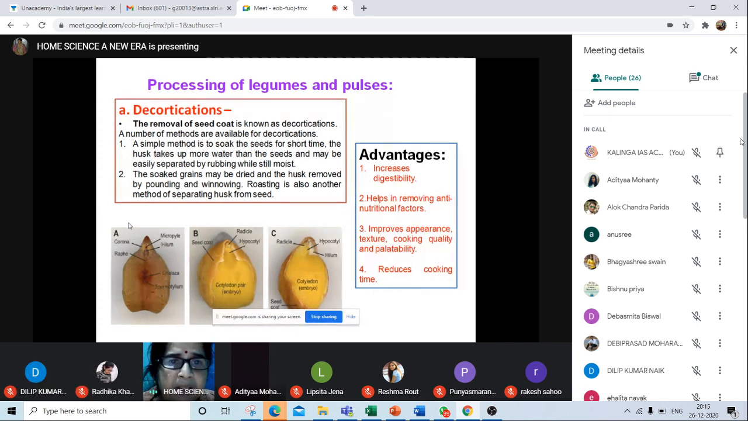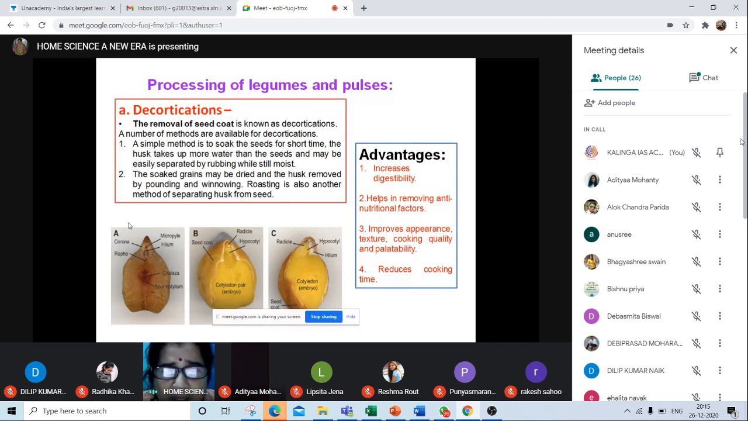So you can write it is: soak the seeds for a short time. The husk takes up the most water, more than the seeds, and that may be easily separated by rubbing while still moist. The soaked grains may be dried and the husks removed by pounding or winnowing. Then roasting is also another method of separating the husks from the seed. Generally, we do it with the Bengal gram.